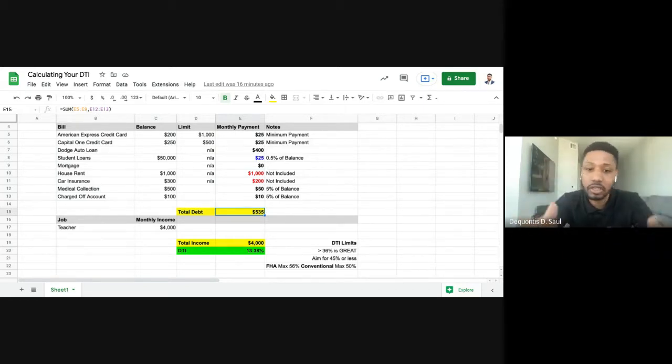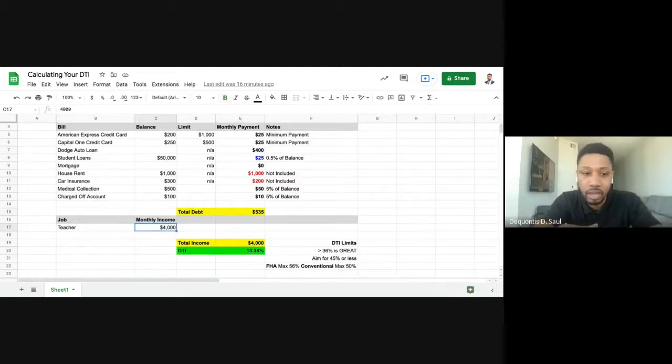This is another good thing because when they look at your income and your debt, they're only looking at the monthly amounts that you're paying that's getting reported on your credit report for the debt. And for the income, they're looking at the amount that you make before Uncle Sam takes any of the taxes out. All right. So over here, we're going to put $4,000 monthly income.